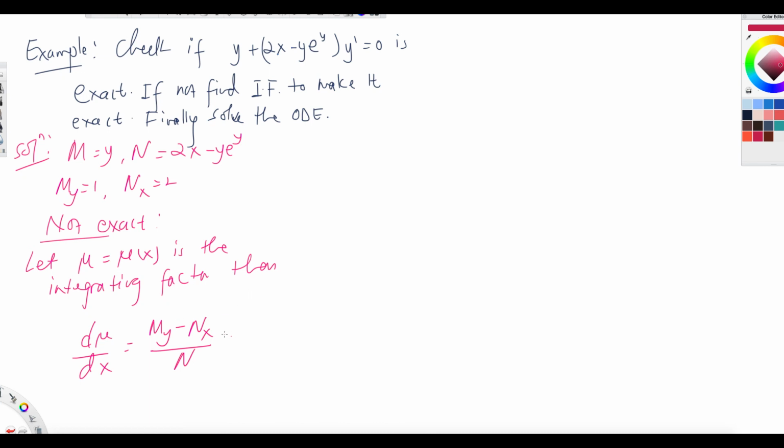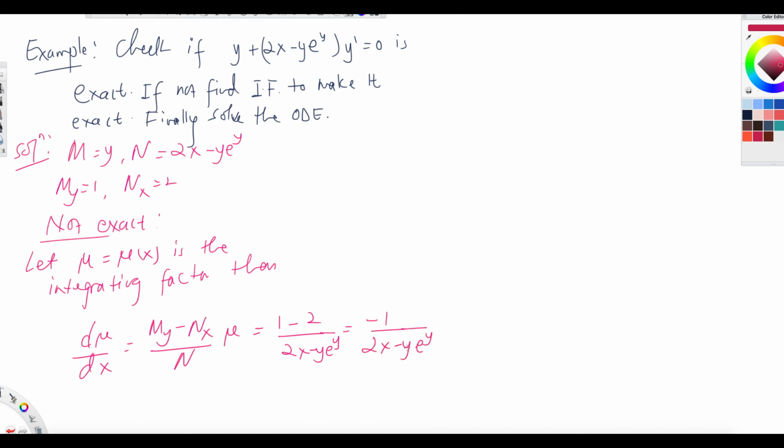So what do you get? What is M sub y? M sub y is 1, right? And minus N sub x is 2, over N. What is N? 2x minus y e to the y. That's what you get. You see that? So what do you get finally? d mu over dx is equal to negative 1 over (2x minus y e to the y), times mu.